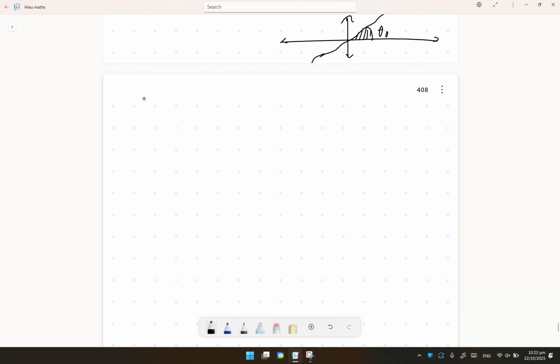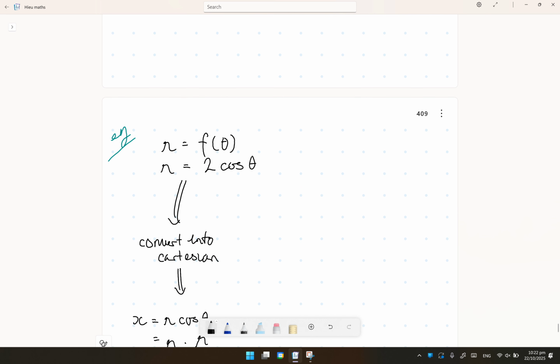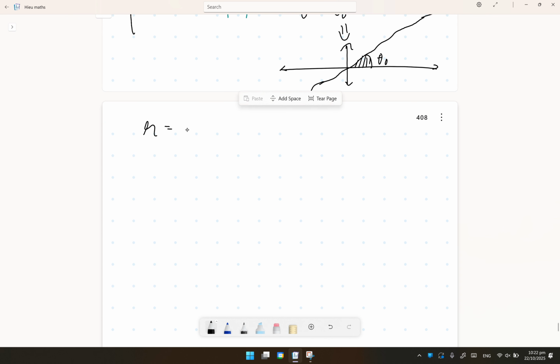So we're going to do r equals f of theta, let's say r equals 2 cos theta, so f of theta is equal to 2 cos theta. How are we going to do this? Well, if you remember the triangle with r, x, y, and theta, we know that x is equal to r cos theta. I suggest starting off with x every time, or y if it's convenient.